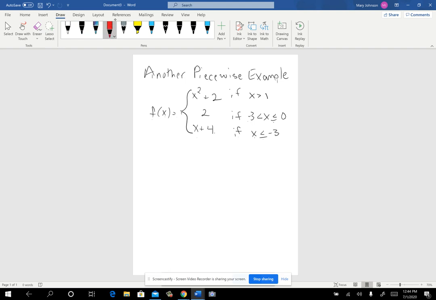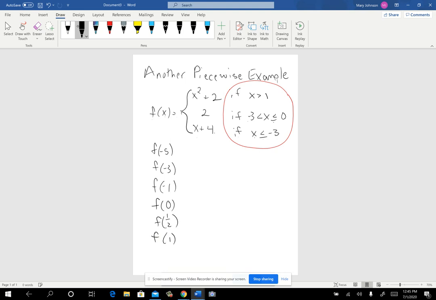So remember from last time that these are the conditions you need to consider before you decide which rule to use, okay? So I might ask you to do something like find f of -5. I'm gonna go ahead and put a bunch of them on here. You go ahead and start figuring out what you think the value should be for these. F of -3, f of -1, f of 0, maybe f of 1/2, 1 or 2. Okay, let's go ahead and find all of those.